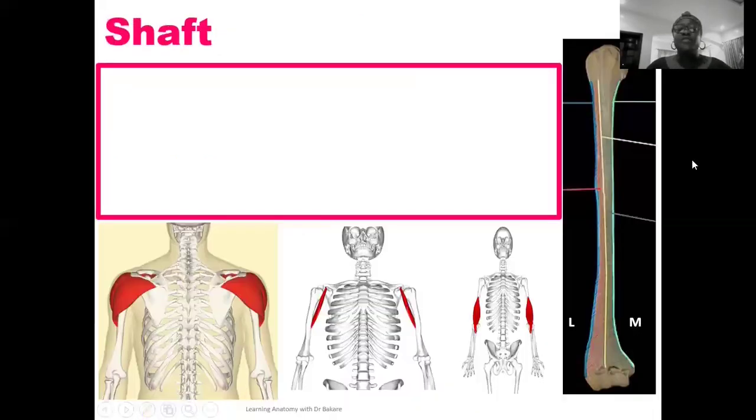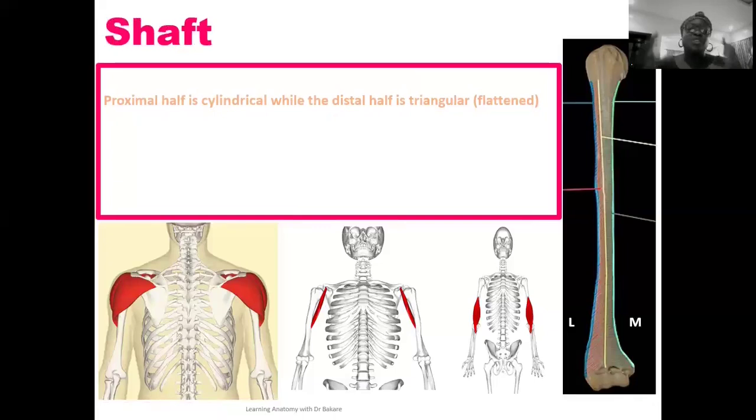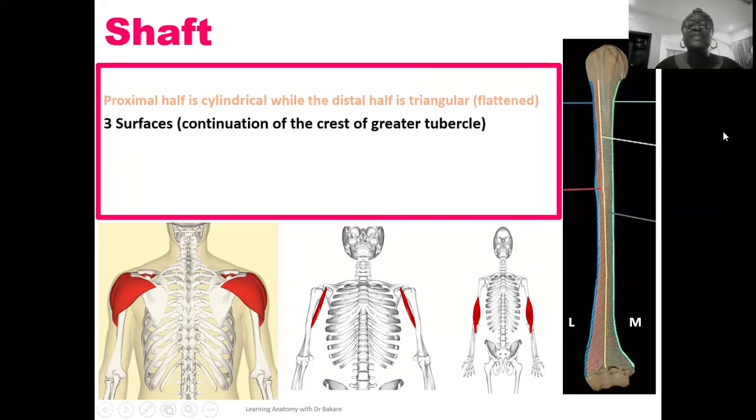So now let's go further to the shaft. We already know that after the proximal end, the next region is the shaft. The shaft of the humerus is the handle, and it is generally seen to be cylindrical around its upper half and flat around its lower half. So it presents a kind of triangular flattened presentation around its lower half. It is also seen to have three surfaces.